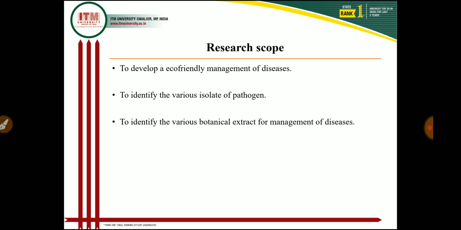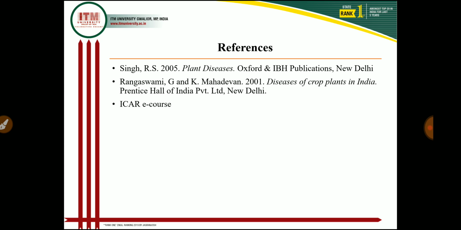as compared to the other region. And you can also perform research for selection of the best botanical extract for controlling this pathogen on the basis of the poisoned food technique. So these are the research scope parts of the total lecture. Then these are the references from which I made the presentation, and if you want to study further, then you go through these books, and you also search the ICAR e-course website.